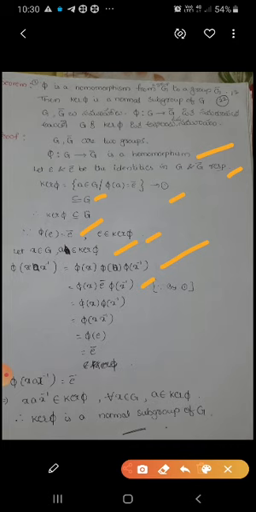Again, by the definition of homomorphism, we can write φ of x into x inverse. Here x into x inverse is E, so φ of E, that equals Ē. Therefore, φ of xAx inverse equals Ē. That implies xAx inverse belongs to ker φ for all x belonging to G, A belonging to ker φ. Therefore, ker φ is a normal subgroup of G.